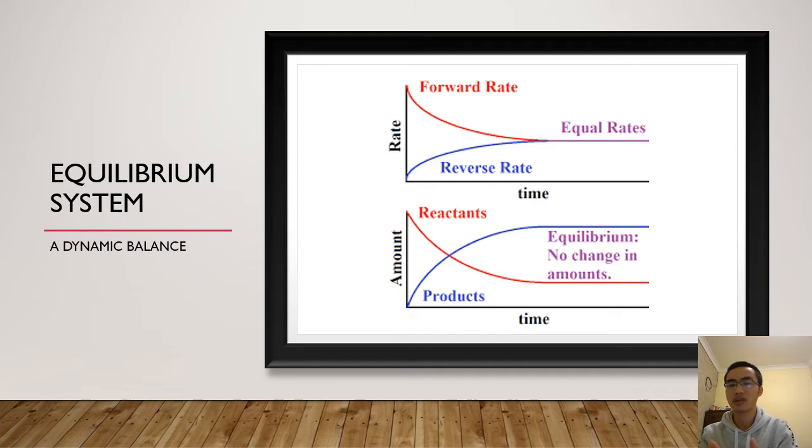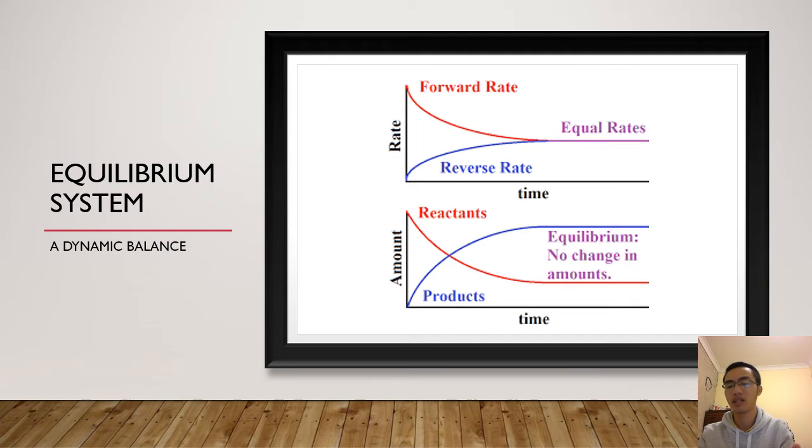At that point, the rate of the forward reaction equals the rate of the reverse reaction and keeps the concentrations of all substances unchanged until a disturbance happens, such as a change in temperature, change in pressure, or change in concentration.